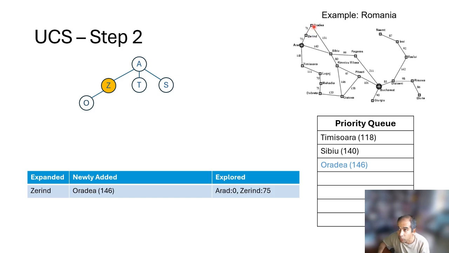So we expand Zerind, the other child, which is Oradea, and the path is from Arad to Oradea, from the source, 75 plus 71, which is 146, which is added in blue. Remember, 75 plus 71, not just 71. This is important. Now Zerind is already visited. The next one to explore is Timisoara, which is at the top of the priority queue.